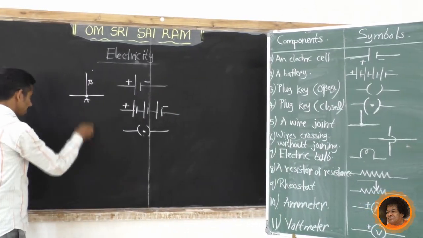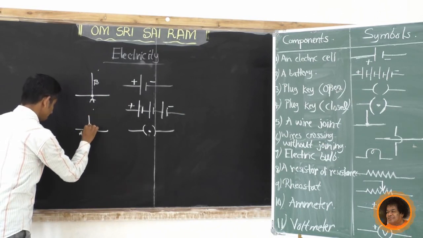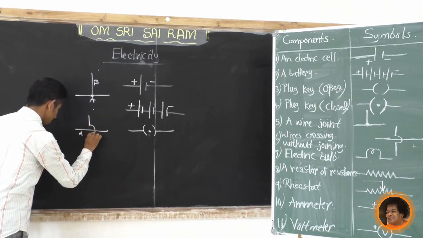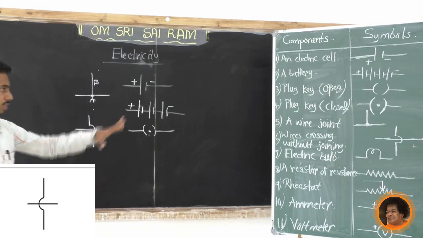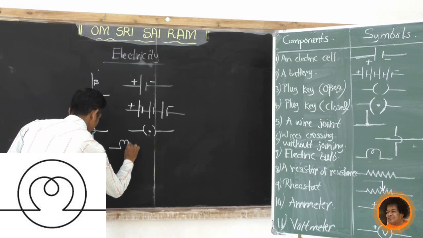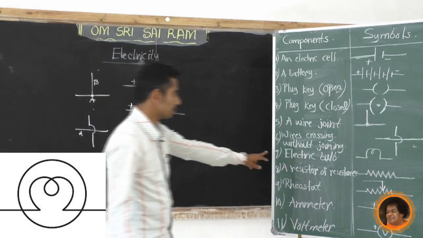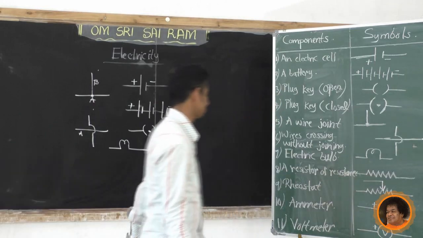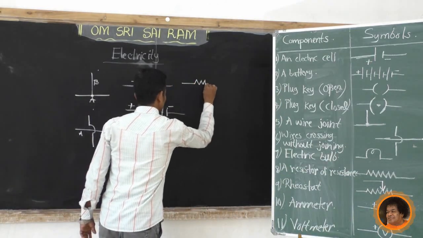Next is wire crossing without joining. This is the joining. Now without joining, this is the A wire. It is passing through another wire without joining. This is the representation, wires crossing without joining. Now electric bulb. This is the representation of an electric bulb. Then the symbol of a resistor of resistance R is this symbol.